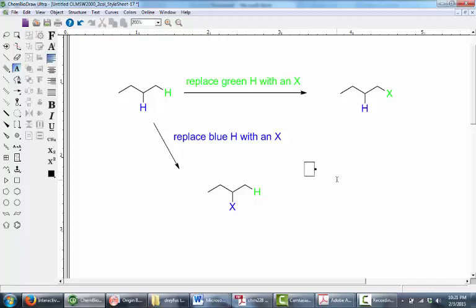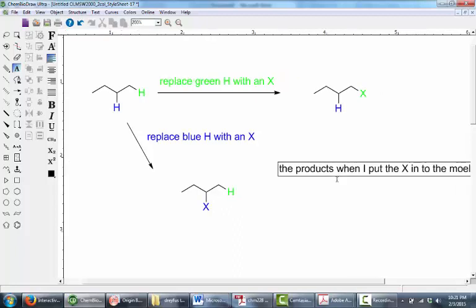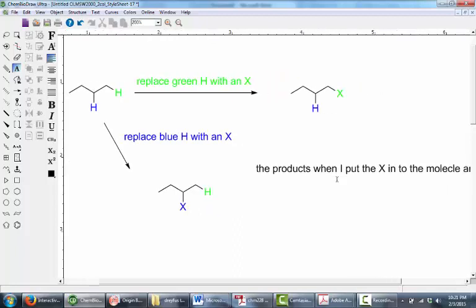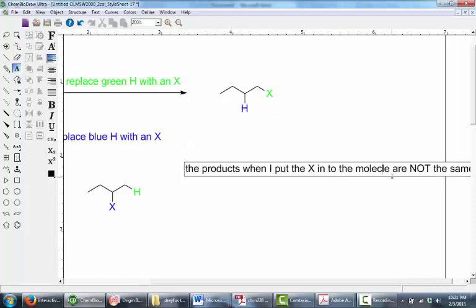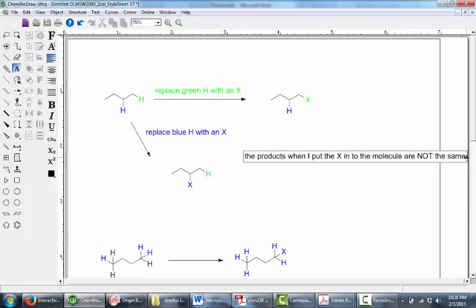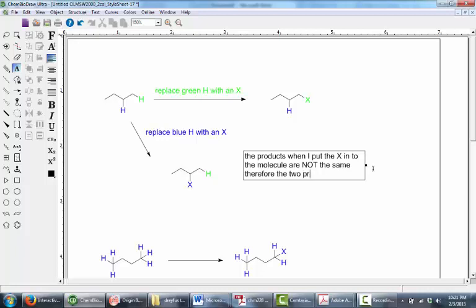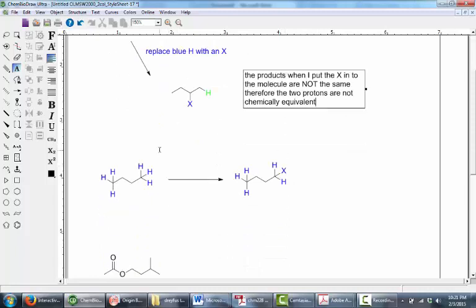So here I can say that the products when I put the X into the molecule are not the same. And that means, therefore, the two protons are not chemically equivalent. So that's the first choice.